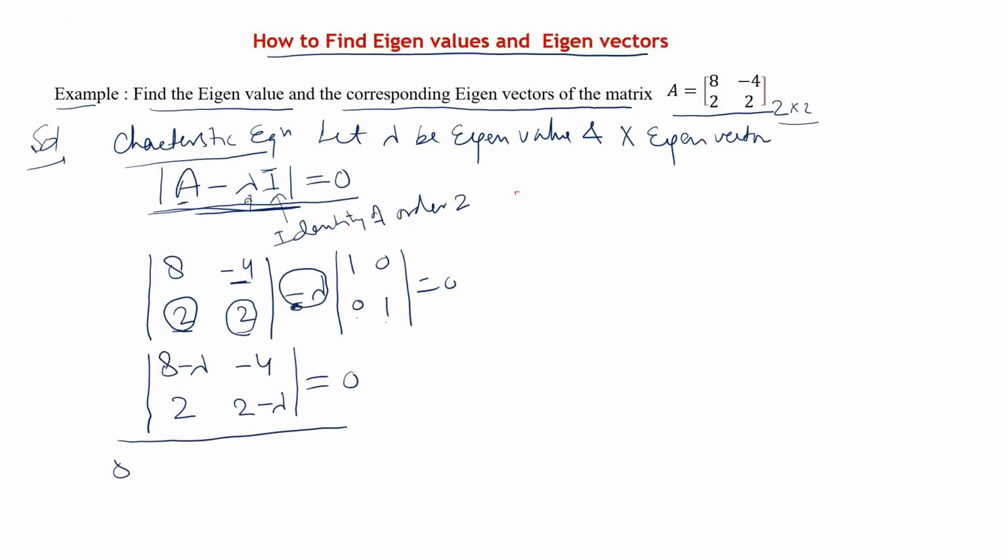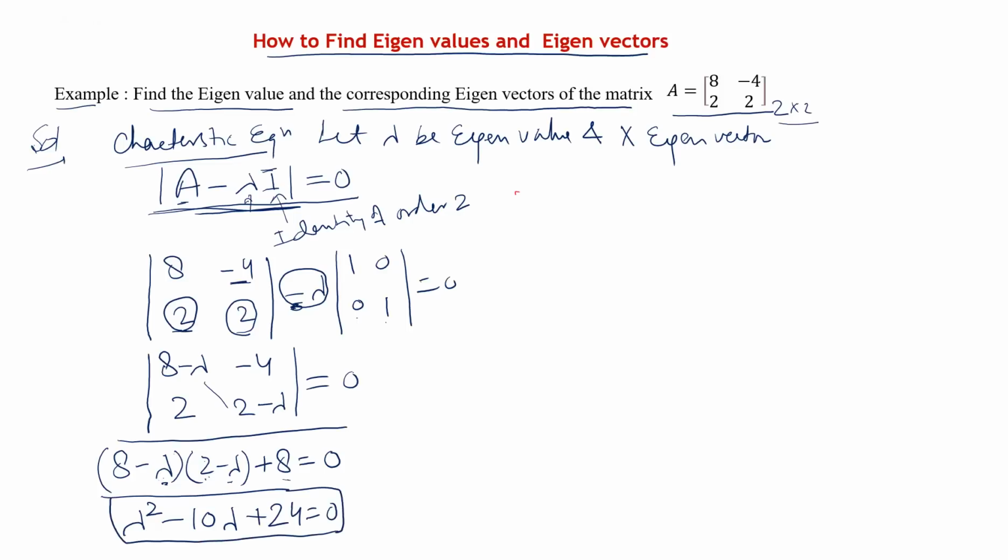We write (8 minus lambda) times (2 minus lambda), minus 2 times minus 4, that is minus minus 8, so plus 8 is equal to 0. On solving that, we get the equation lambda square minus 2 lambda minus 8 lambda, that is minus 10 lambda, and 8 times 2 is 16 plus 8, we get plus 24. We get a quadratic equation.